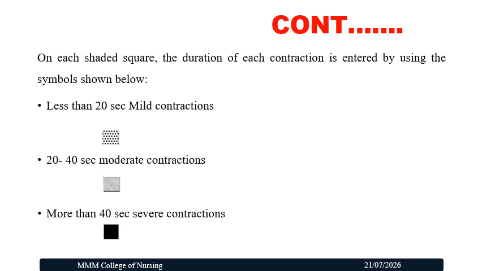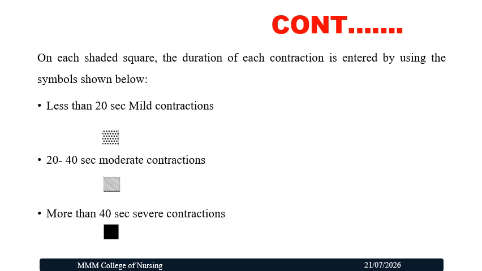On each shaded square, the duration of each contraction is entered using a symbol. Contractions are divided into three main types: mild, moderate, and severe. A mild contraction is felt between 0 to 20 seconds, and it is marked as a dot inside the square box. The second type, moderate contraction, is felt between 21 to 40 seconds, and it is marked with slanting lines in the square box.